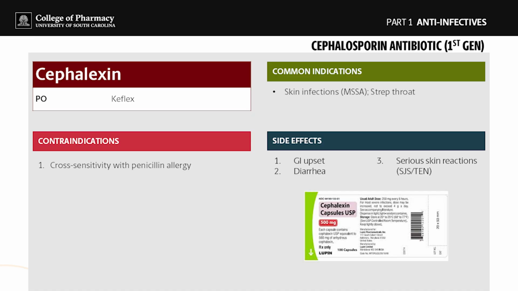Cephalexin's PO version, PO is by mouth. The oral version is known as Keflex, and it's used for skin infections, strep throat, and it has some side effects. Really, most of the side effects would be considered GI side effects like stomach upset, diarrhea, and maybe some skin reactions. And there's also a possibility of a cross-sensitivity with somebody that has a penicillin allergy. This is really good to know. I think it's like 10% of the population that has a penicillin allergy can also have a cross-sensitivity to cephalosporin. So that's very important to remember, to tell your patients.